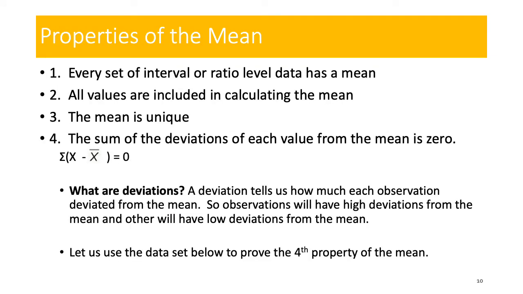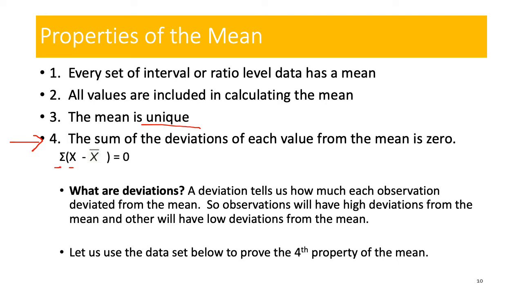Properties of the mean. Every set of interval or ratio level data has a mean. All values are included in calculating the mean. The mean is going to be unique. Now this is a key property here, and we'll be proving this property in the next slide. So the sum of deviations of each value from the mean is 0.